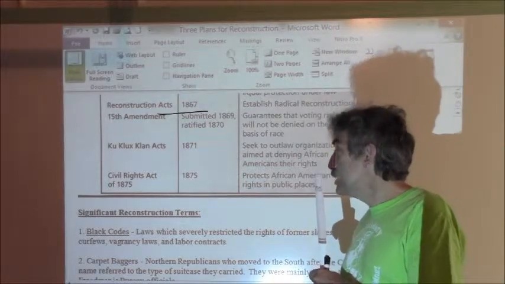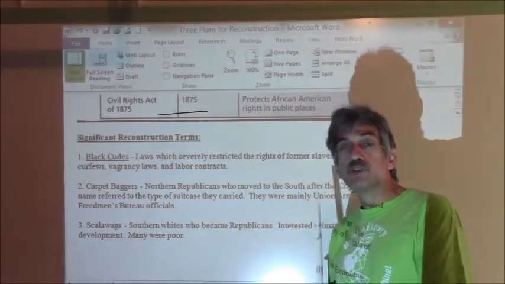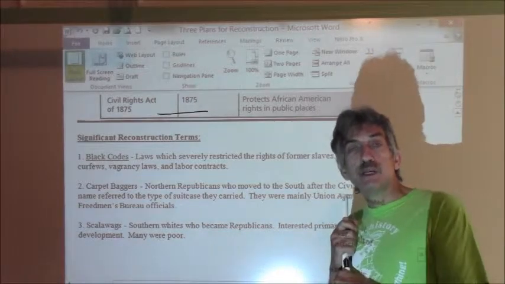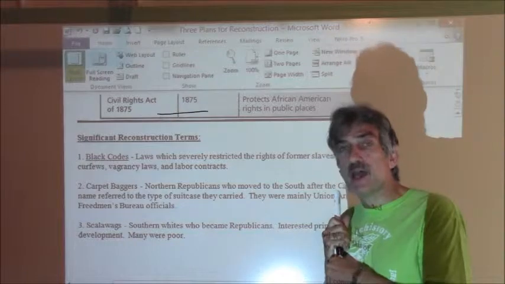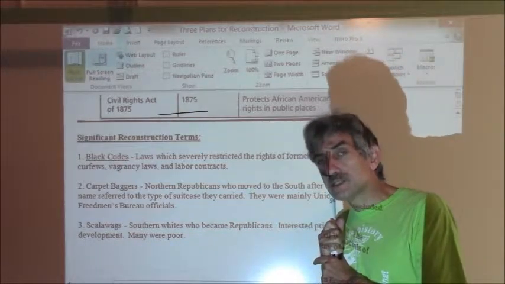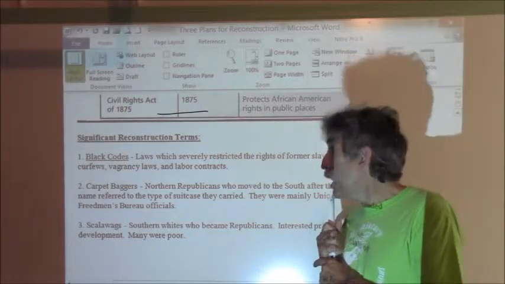We have things called black codes. Black codes are laws which restricted where blacks could go and what they could do in those places. Sometimes they're called Jim Crow laws. There's a subtle difference. It really doesn't matter. You end up with the same point. That's a restriction on the movement and the rights of blacks in the South. Those don't occur in the North to any degree.